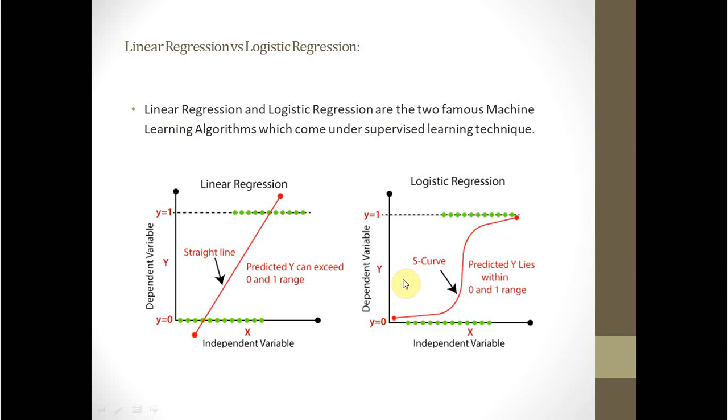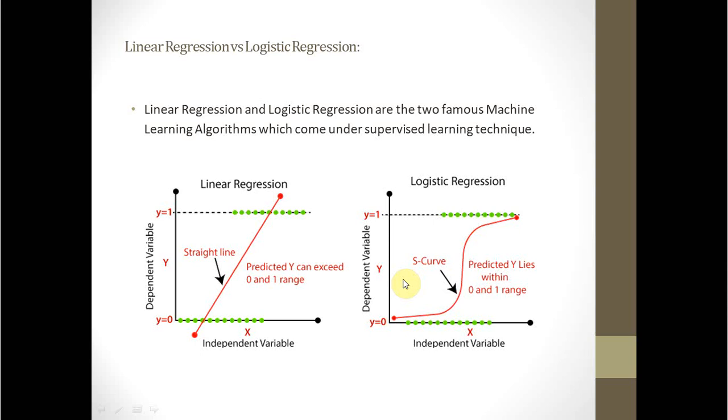In other words, in linear regression, we predict the value of a continuous variable, but in logistic regression, we predict the value of categorical variables. In linear regression, we find the best fit line by which we can easily predict the output, but in logistic regression, we find the S-curve by which we can classify the samples.